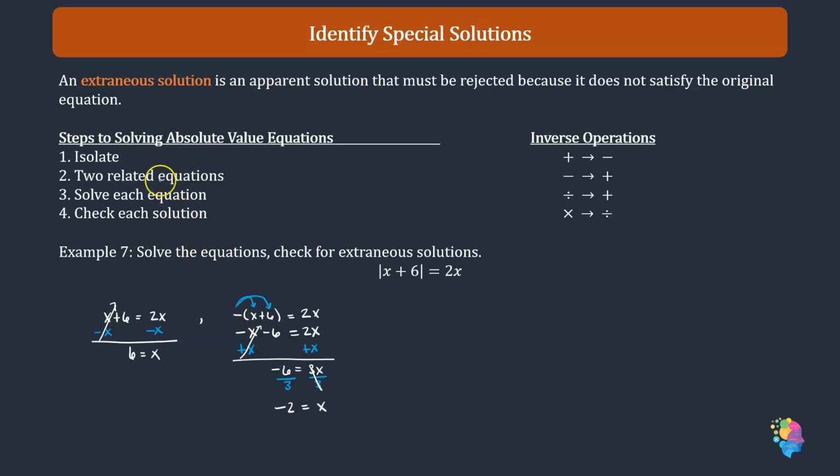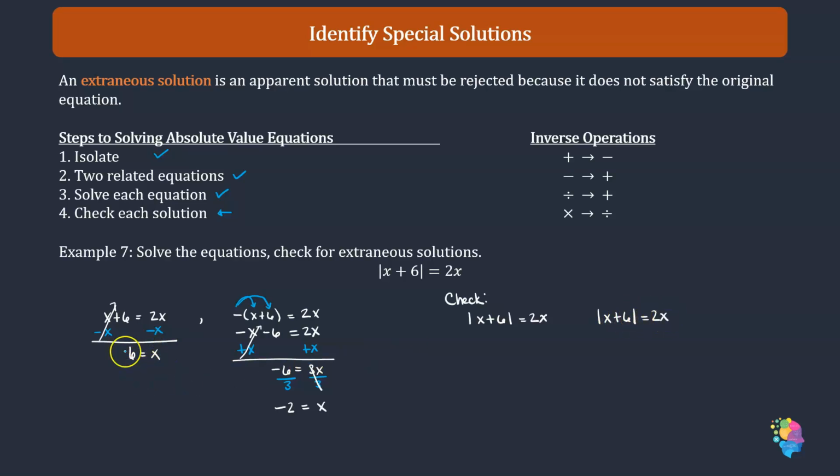Let's go back to the steps and make sure that we did all of them. We did need to isolate because there was nothing in front or at the end of the absolute value. We created and we solved our two equations. Now we need to check our solutions. So I'm going to check over here. Remember, we check with the original equation, not these two that we created and solved. So I'm going to bring this equation twice so I can check both solutions.